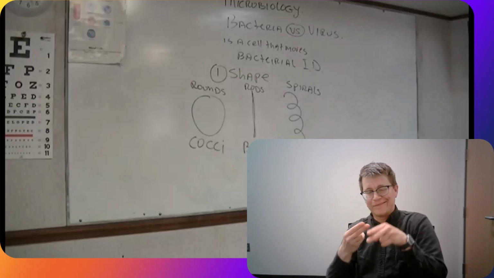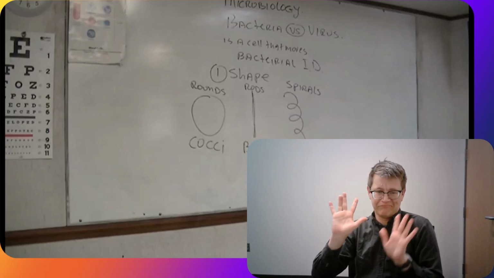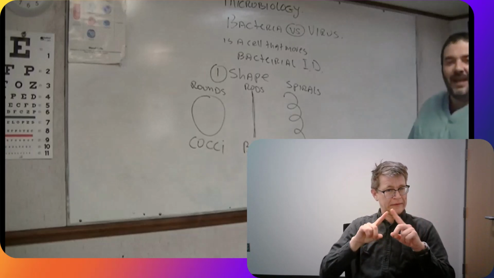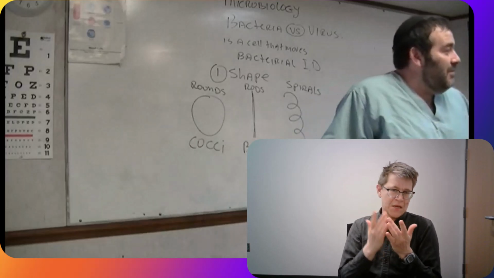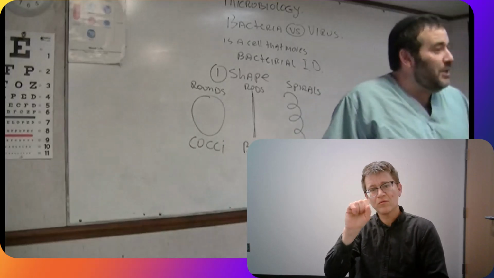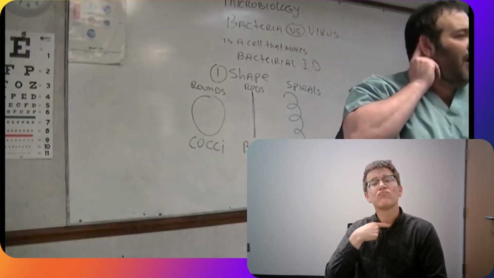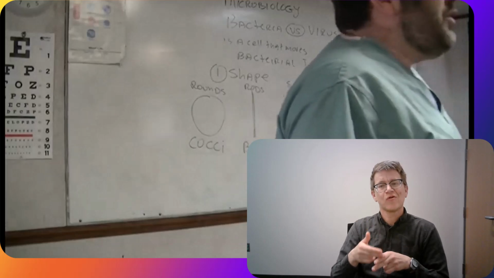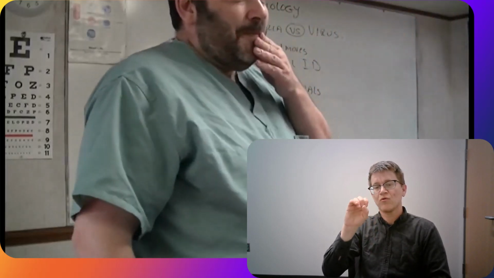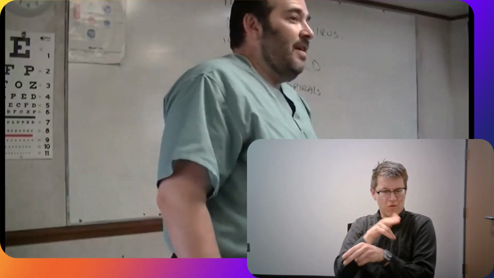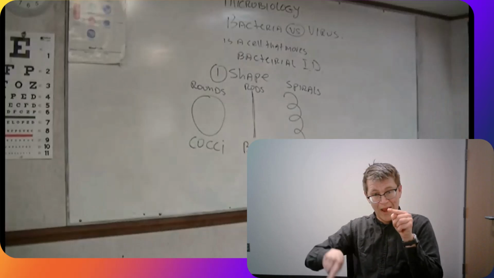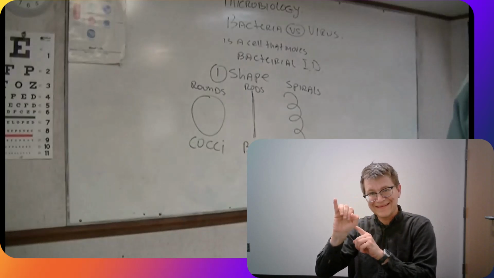Some examples, for example, of diseases. Have you heard of strep throat? Everyone has heard of strep. Well, it's called streptococcus. Streptococcus, that's its full name. So what can you tell me about streptococcus? It's round-shaped bacteria. So strep throat is a bacterial disease. So what is E. coli? Is that bacilli or spiral? E. coli, I believe so, yeah.